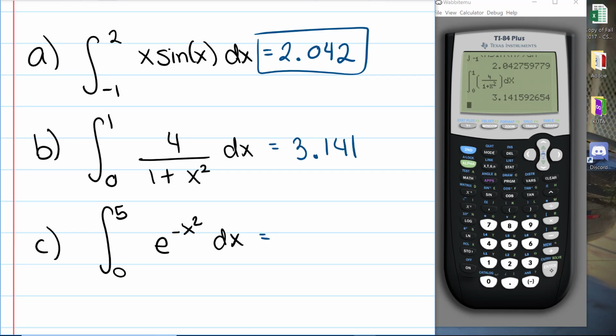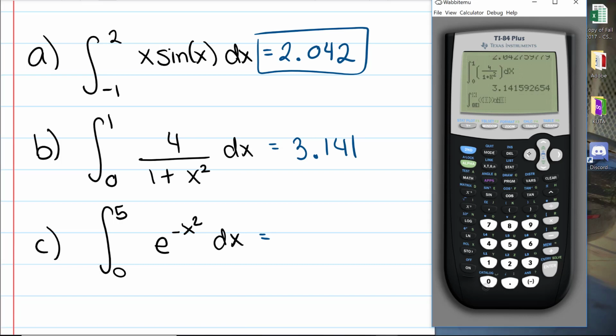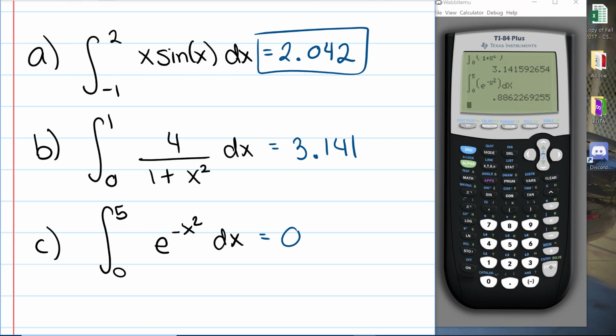And then the last one, from 0 to 5, and then e to the negative x squared. So you get e by hitting second and then ln. Then negative x squared, and then drop down to get to dx. And then go ahead and push enter. And we're going to get 0.886. That's it.